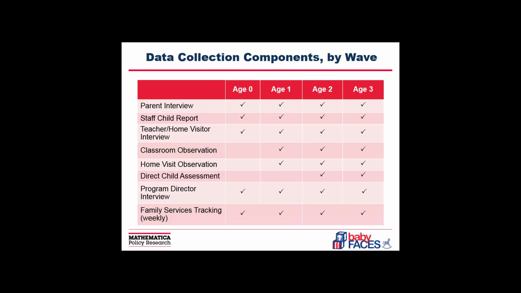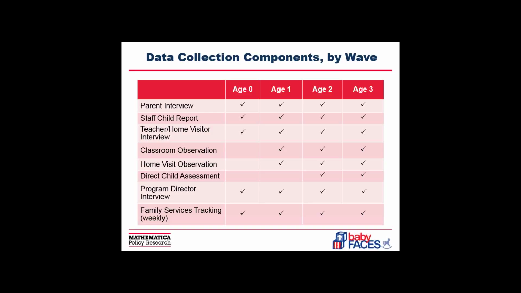As this slide shows, Baby FACES collected data annually. There were 4 rounds of data collection on the newborn cohort and 3 rounds on the 1-year-old cohort. Note that the reference materials in some of the later slides refer to these as cohort 0 and cohort 1. The only differences in data collection schedules were when children were 0 and 1-year-old. We did not observe classrooms or home visits for the newborn group in the first round of data collection. And we conducted the first direct child assessments at age 2 and again at age 3.